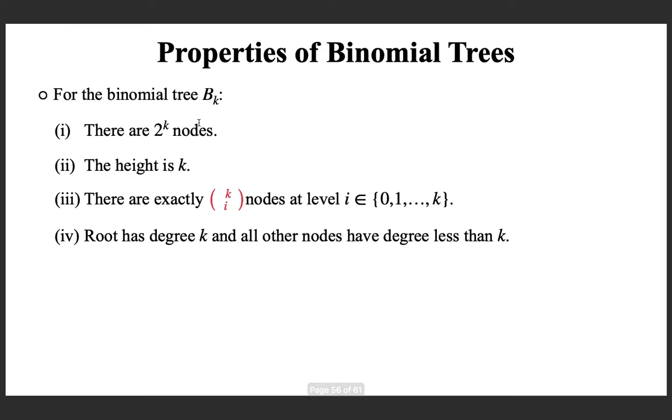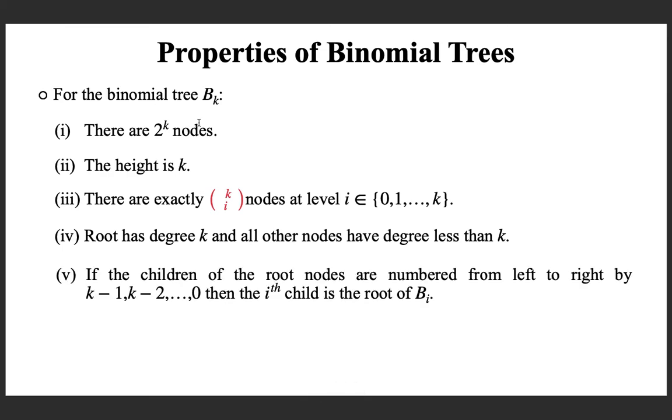The last property that we are going to look at is this: if the children of the root node in Bk are numbered from left to right by k minus 1, k minus 2, etc. down to 0, you know that there are k child nodes, and suppose you number the child nodes from the left, k minus 1 is the leftmost child, then k minus 2 is the next leftmost child, etc. till 0, then you can verify that the ith child from the left is the root of the binomial tree Bi. Maybe an example will make it clear.